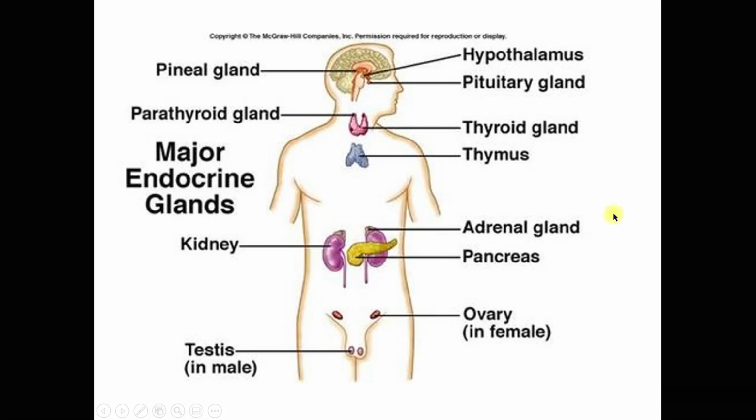So these are the major endocrine glands found in our body. We have the pineal gland, the parathyroid gland, the thyroid gland, the thymus, the pituitary gland here, and so on. So that's it for today's discussion.